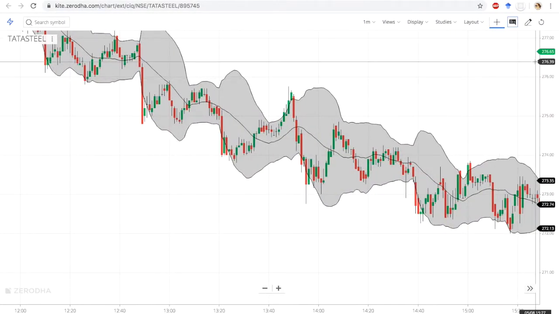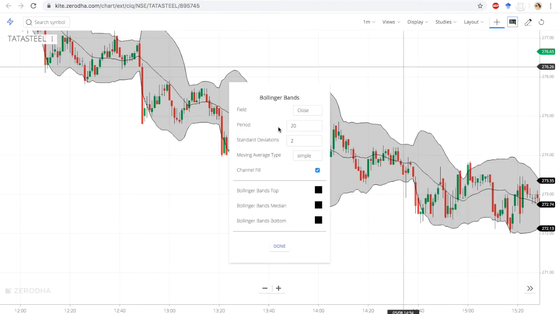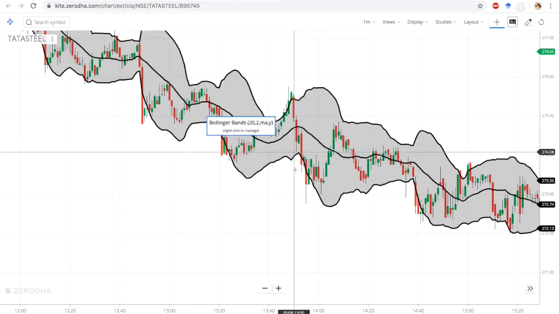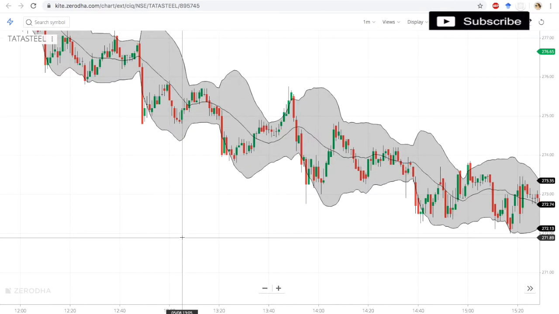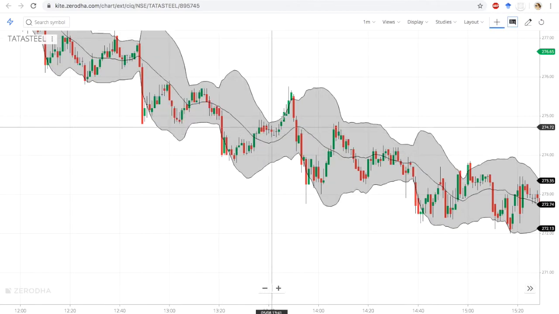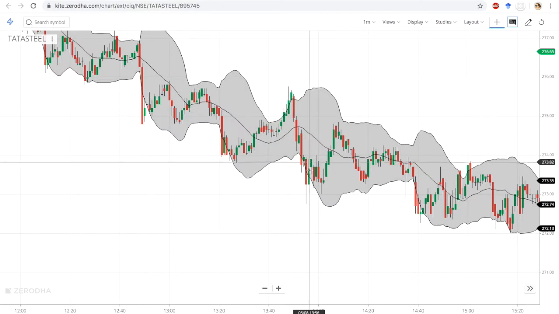In Zerodha, in order to add the Bollinger Band, just go to studies and click on Bollinger Band. By default it is a 20-day simple moving average, which you can change, and the standard deviation is 2. This is your middle line, this is your upper Bollinger Band, and this is your lower Bollinger Band. When the price reaches the lower Bollinger Band, a trader can buy the stock. When the price is at the upper Bollinger Band, the trader will look for selling the stock.